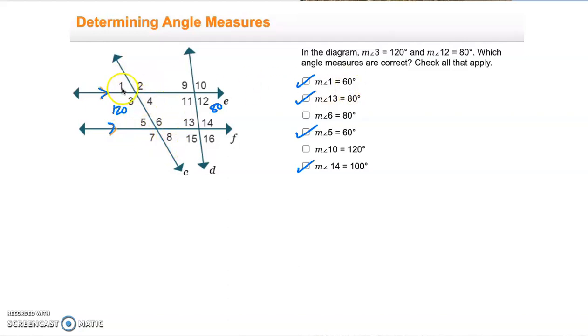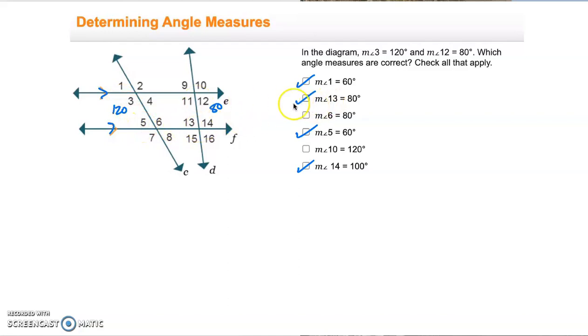So the measure of angle 1 is 60, yes, because it's opposite of this to form 180. Measure of angle 13, well, that's not on that one. Measure of angle 6 is right here. It's 80. It has to be either 120 or 60, and it has to be 120 because they're alternate interior. Measure of angle 5 is equal to 60 because those add up to 180 degrees.